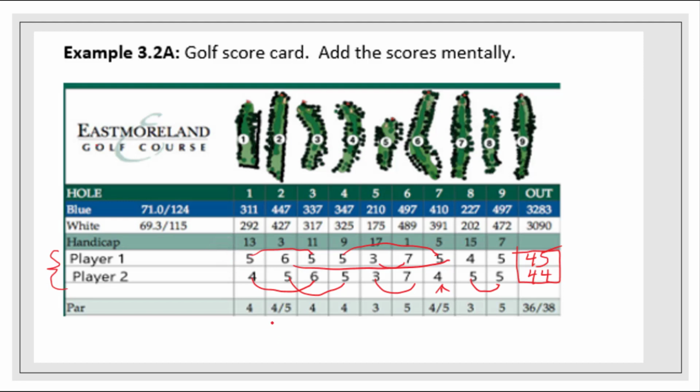Subtraction is not. In other words, 5 plus 3 is the same as 3 plus 5. The order in which you add, which I just showed you up here, doesn't matter. But subtraction, 5 minus 3, is not the same thing as 3 minus 5. So it is not commutative.